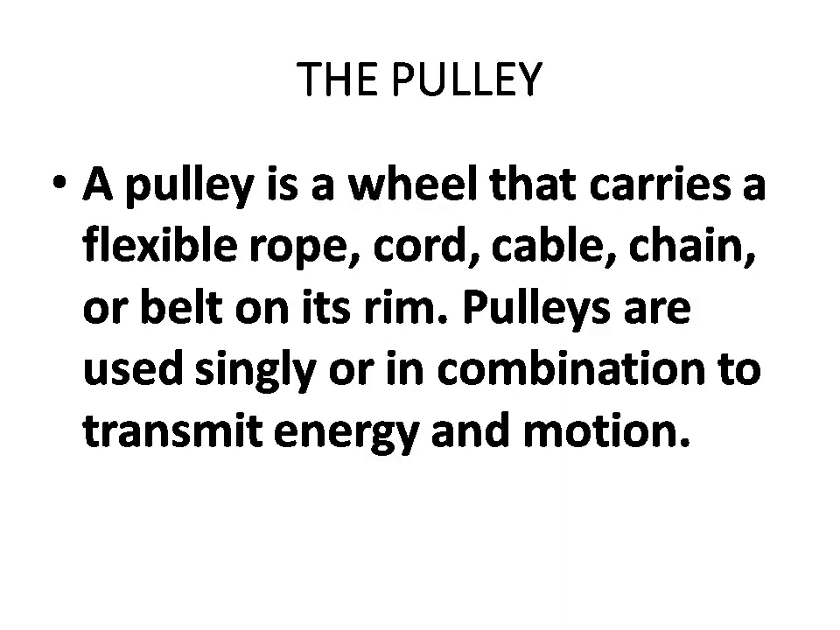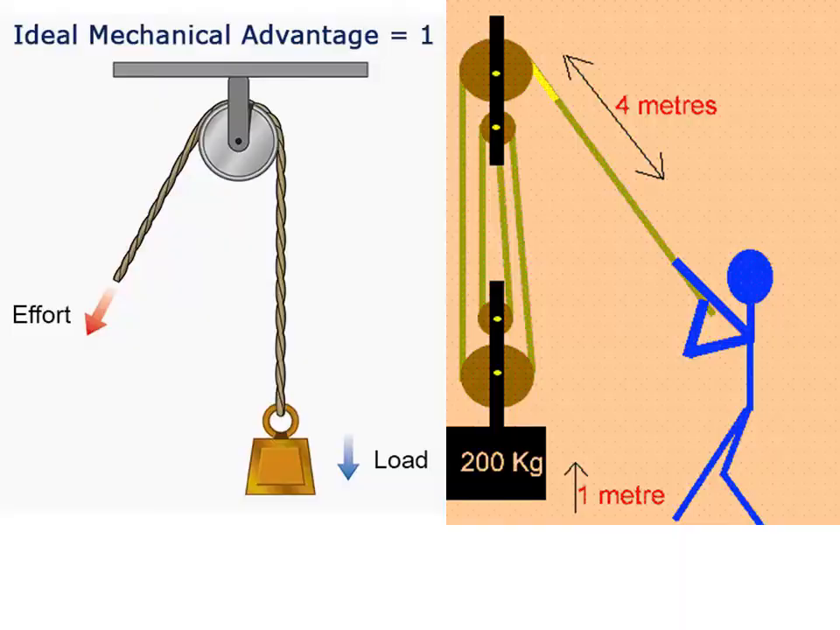And the last one is a pulley. And a pulley can be something that can either simply change the direction of your force or change the direction of your force and increase the amount of force that you get out. It's a wheel that can spin with a flexible rope, cord, or chain on its rim. And if you use them singly, like in this first example, the only thing you're really getting out of it is that you're pulling down and the load is being pulled up.